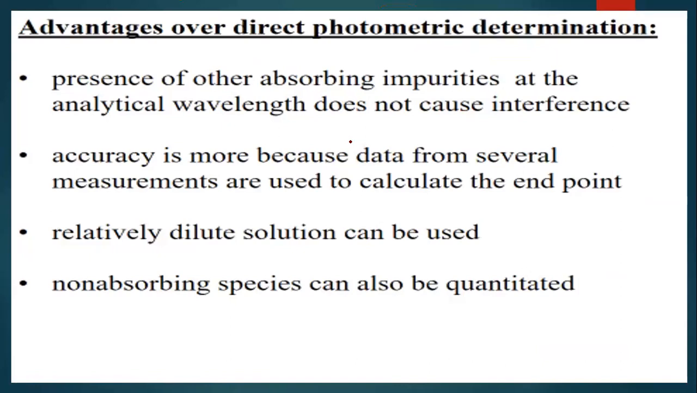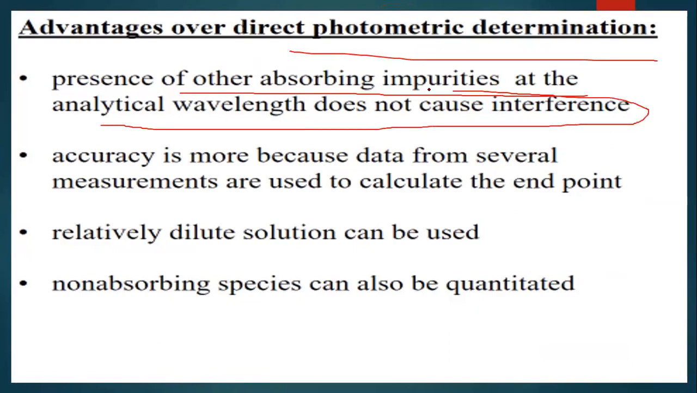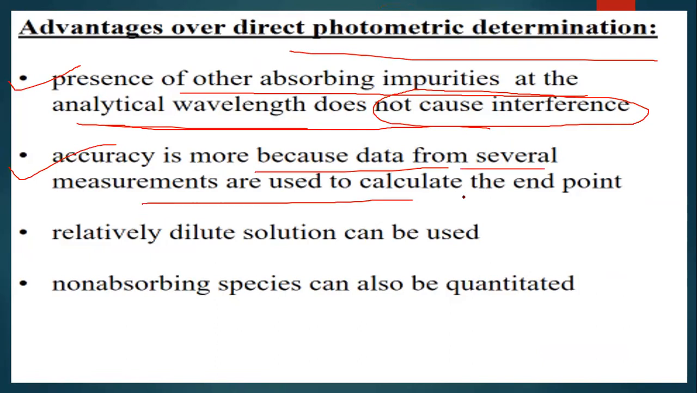Very simple. So what is the advantage of this technique over the photometric determination? See, the presence of other absorbing impurities at the analytical wavelength does not cause any interference. This is the first advantage. If there are impurities which absorb light, they do not disturb in this photometric titration. It is a more accurate technique because data from several measurements are used to calculate the end point. It is more accurate than the earlier technique.